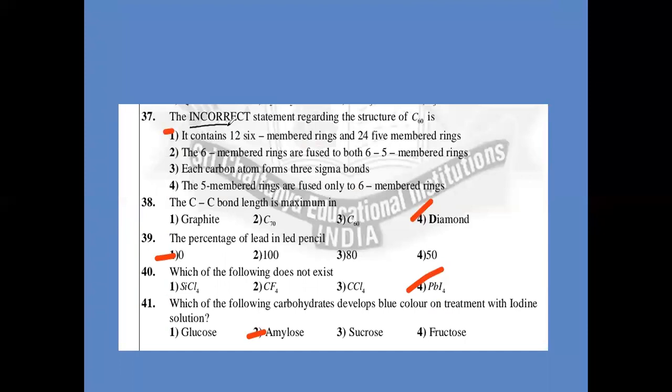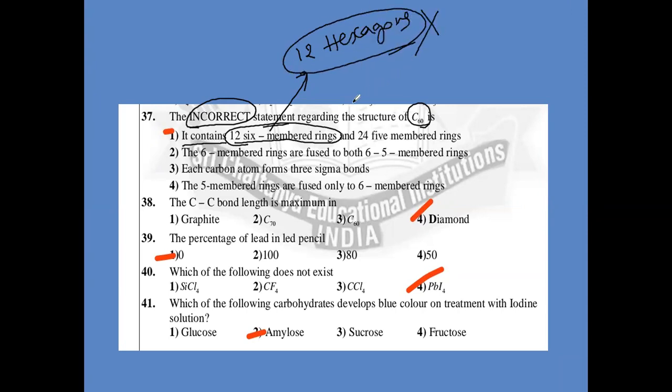Next. The incorrect statement regarding the structure of C60. C60 means Buckminsterfullerene, buckyball. So they gave here, it contains 12 six-membered rings. They said here that 12 hexagons. Is it right or wrong? It is wrong. Actually, how many pentagons should be there? 12 pentagons should be there. 12 pentagons is right, but here 12 hexagons is wrong. That's why the first option is incorrect.